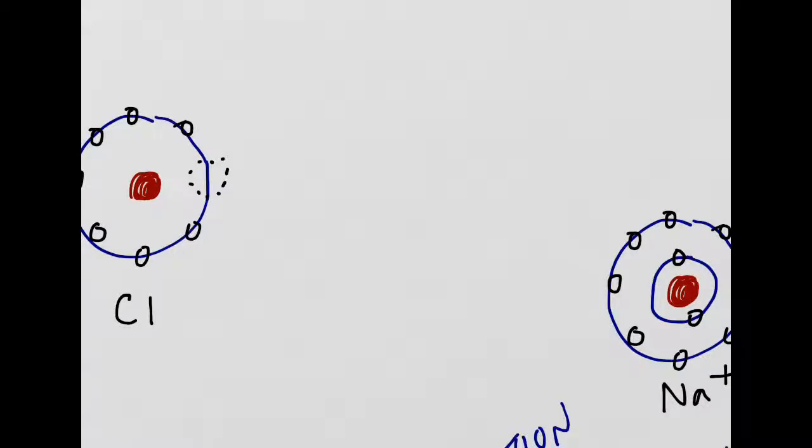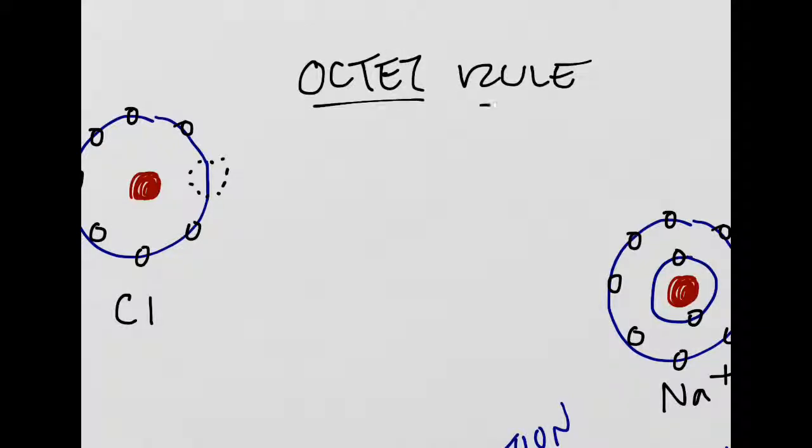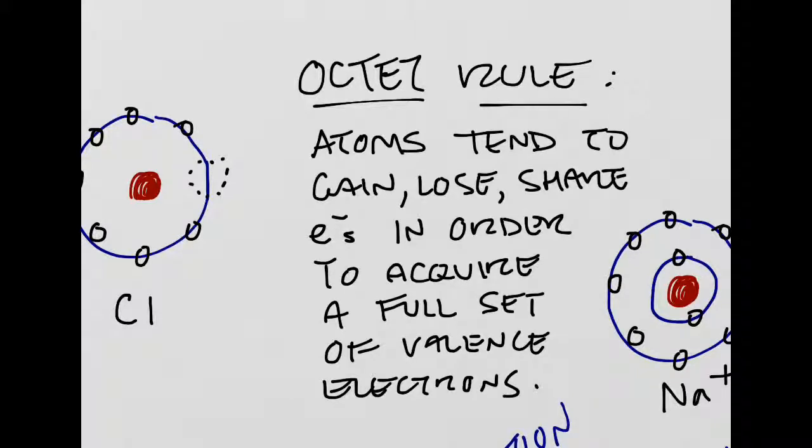Now, this concept of wanting to have a full set of valence electrons, which in the case of what we're studying right now is 8, is called the octet rule. It's the last thing I'm going to talk about before signing off. What the octet rule states is that atoms tend to lose or gain or share electrons in order to acquire a full set of valence electrons. I'll write that down. Okay, there you have it written out.